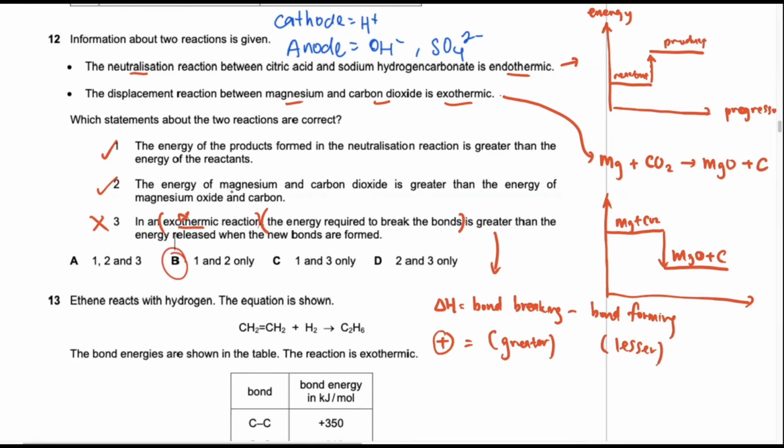Okay, sir. So basically, in an exothermic reaction, the energy to form a bond is greater than the energy to break a bond. Yeah, correct. Okay, sir.